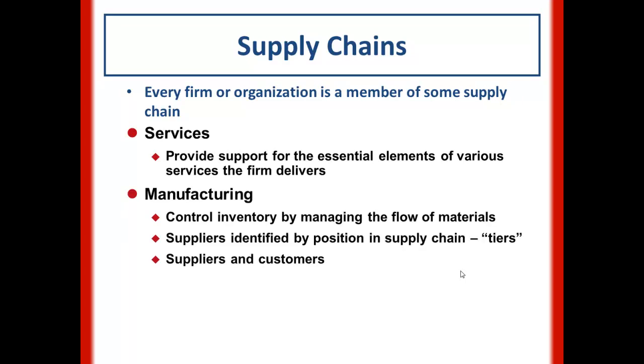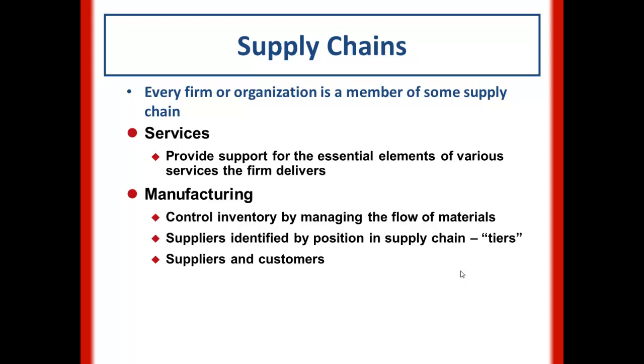These are facts regarding supply chains. Every firm or organization must be a member of some supply chain. A firm may take many roles in the supply chain. Some firms can be both a buyer and a seller at the same time. A firm is a buyer when it buys products or raw materials from suppliers. A firm is a seller when it uses those materials to manufacture final products to sell to customers.